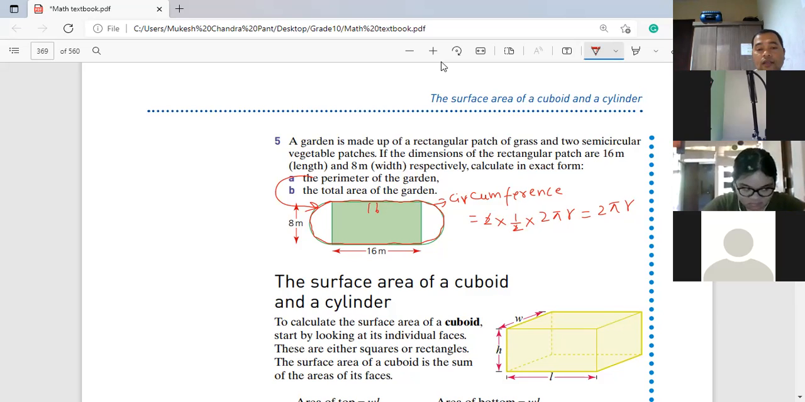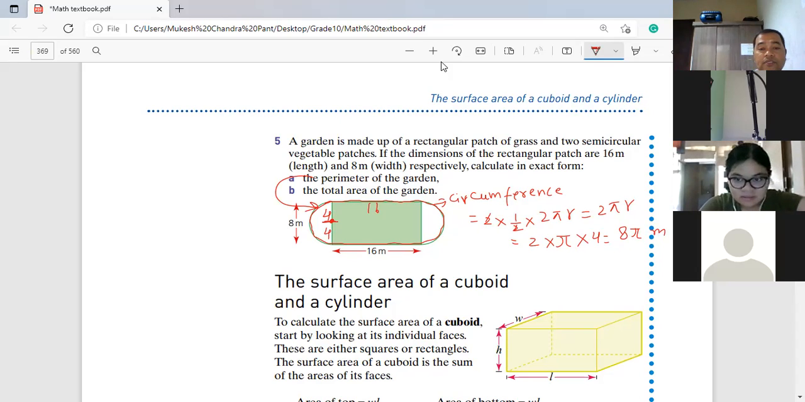I'm bringing the answer in terms of pi, then I will put the value of pi. So 2 times pi, and r is what? This 8 is the diameter. The whole is 8, so 4 here and 4 here. This is the center point, so the radius is 4. So this is 8 pi meter.